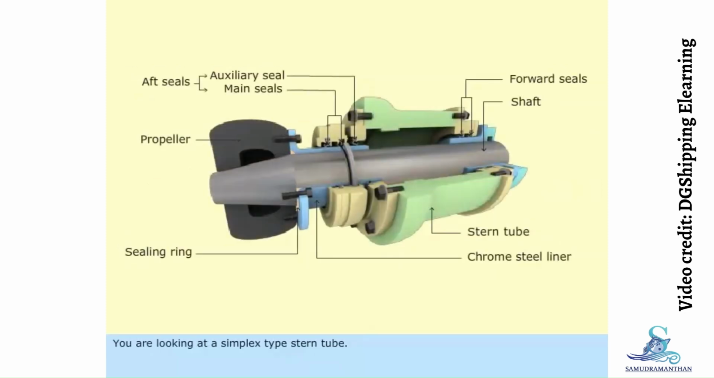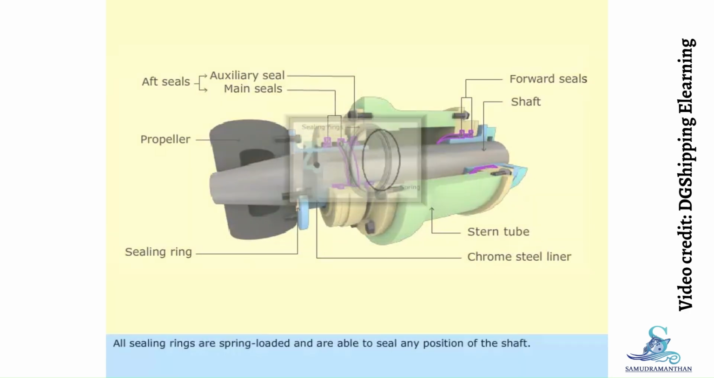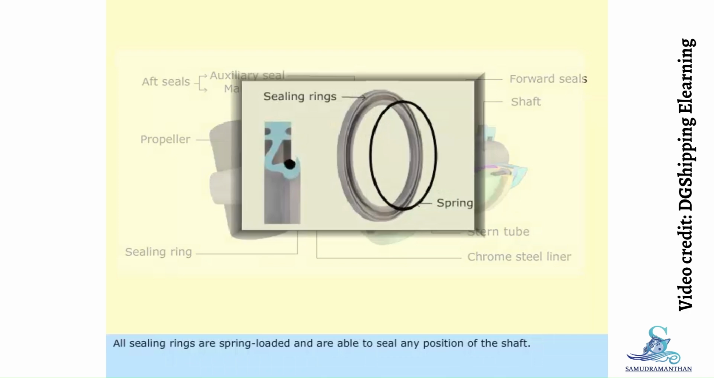You are looking at a simplex-type stern tube. The simplex stern tube consists of forward and aft seals. The seals work in conjunction with oil-lubricated bearings. The aft sealing assembly consists of two main and one auxiliary sealing rings. All sealing rings are spring-loaded and are able to seal any position of the shaft.